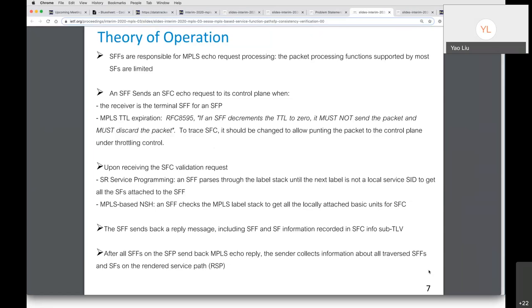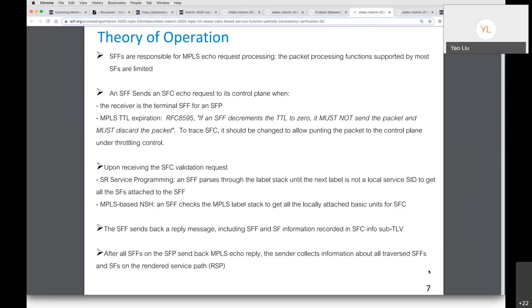To trace SFC, it should be changed to allow punting the packet to the control plane under throttling control. And upon receiving the SFC validation request, in SR service programming, an SFF passes through the label stack until the next label is not a local service SID to get all the service functions attached to the SFF. And in MPLS-based SFC, a service function forwarder checks the MPLS label stack to get all the locally attached basic units for SFC.